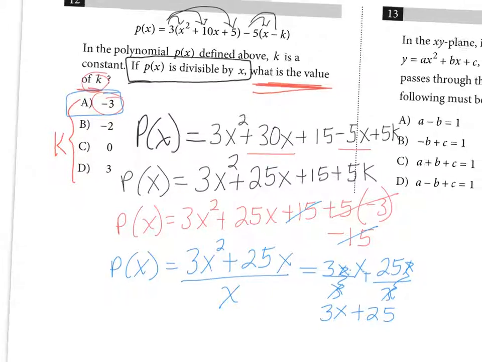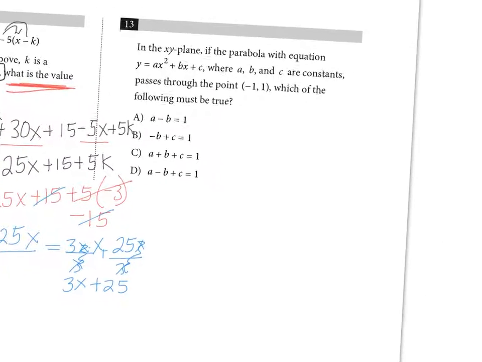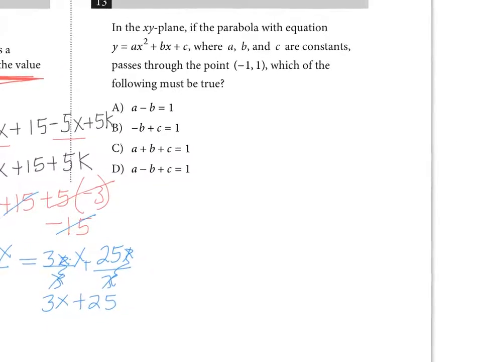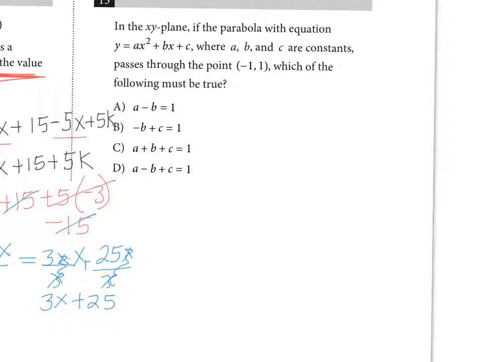Number 13. In problem number 13, they're saying in the xy plane, if the parabola with the equation y equals a squared plus bx plus c, where, if the A wouldn't work, we have to go substitute the X. The other ones, that's right. And that's a good question.